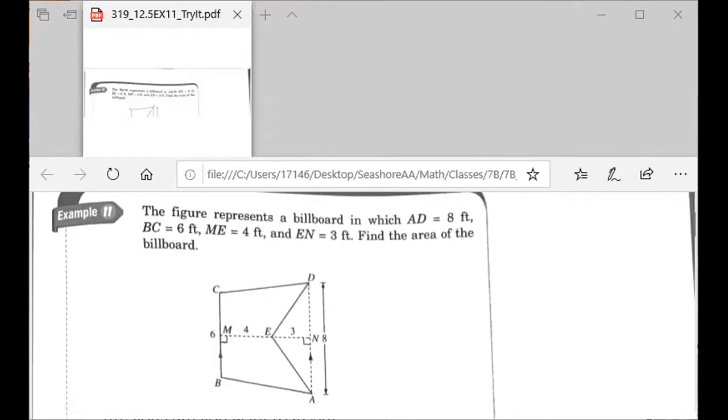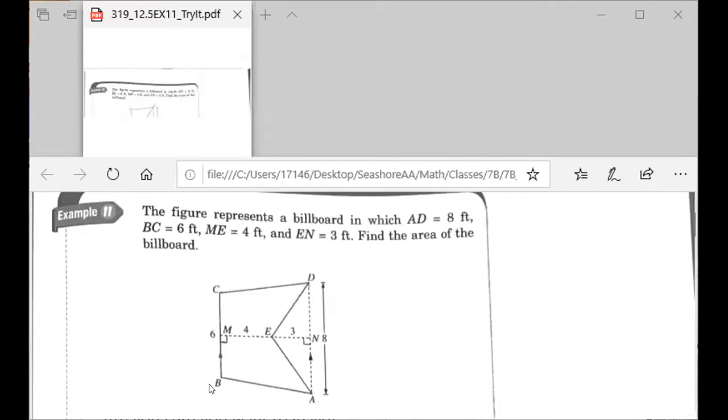The figure represents the billboard in which AD equals 8 feet, BC equals 6 feet, ME equals 4 feet, and EN equals 3 feet. Find the area of the billboard. Excellent. Thank you so much. All right, so we're going to solve the question together.